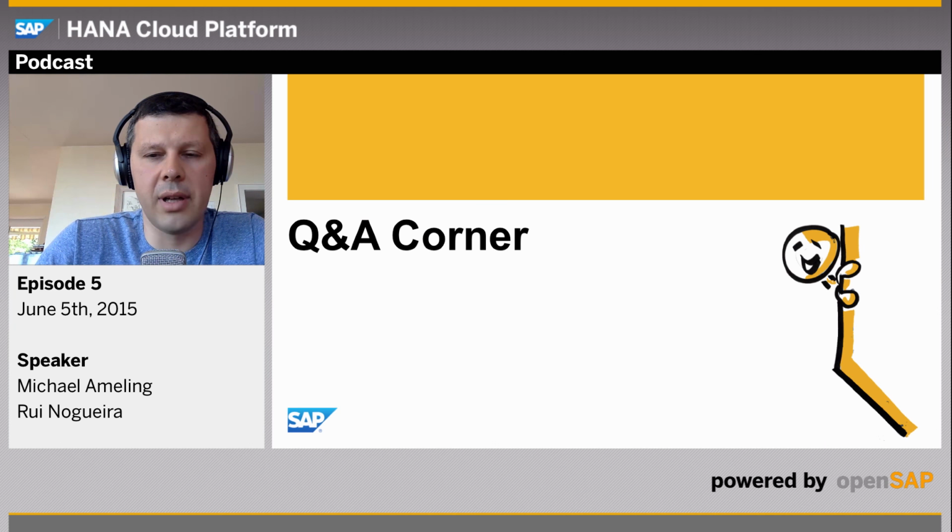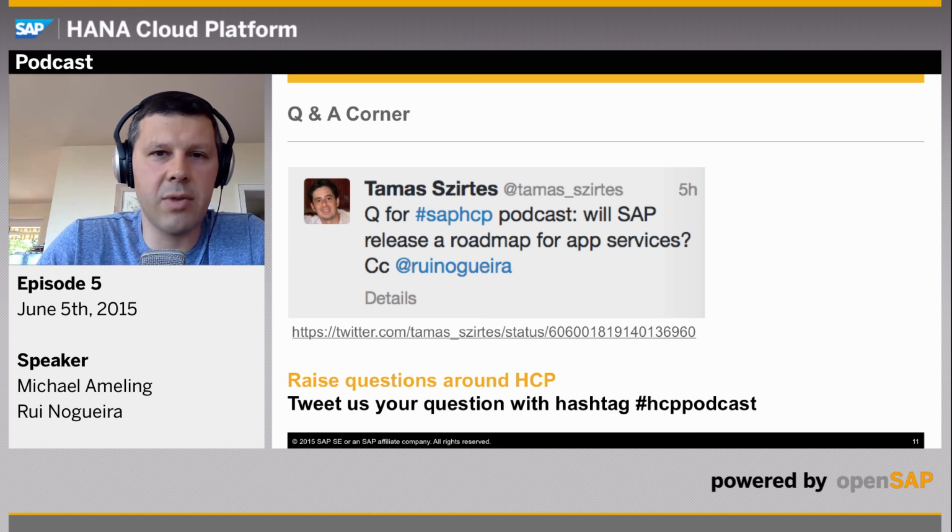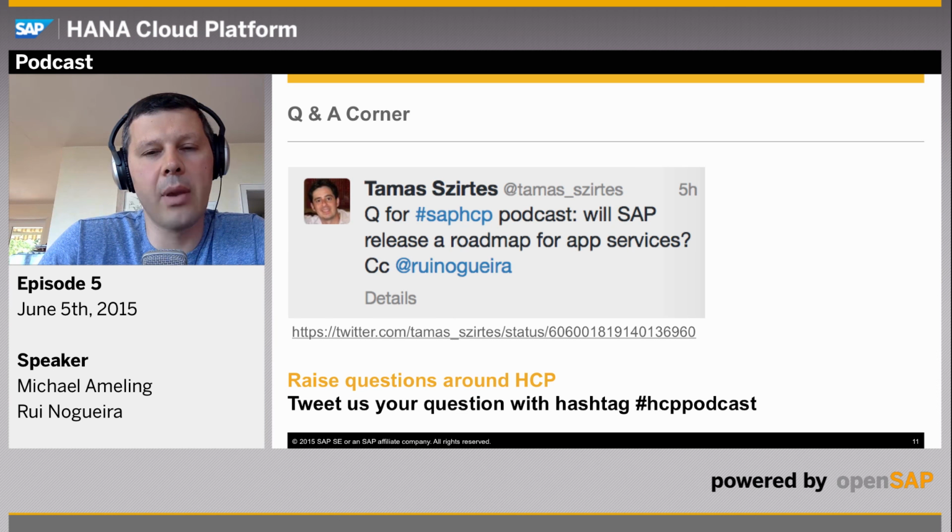So Q&A corner. As you know, you can raise questions around the HANA Cloud Platform via Twitter. You simply tweet us your questions with the hashtag HCP Podcast. And we have one community member, Tamas Sirtes, who actually didn't use the hashtag HCP Podcast, but we still found it. His question was mainly, will SAP release a roadmap for app services? And the answer is, yes, the roadmap is there.